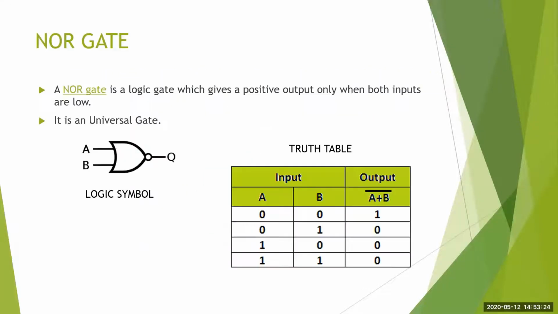So, starting the presentation with the introduction of a NOR gate. A NOR gate is a logic gate which gives out a positive output only when both the inputs are low. For example, as we can see in the truth table here, the output of the NOR gate is 1 only when the inputs A and B are 0 and 0. And when any one or both of the inputs equal 1, the output becomes 0.